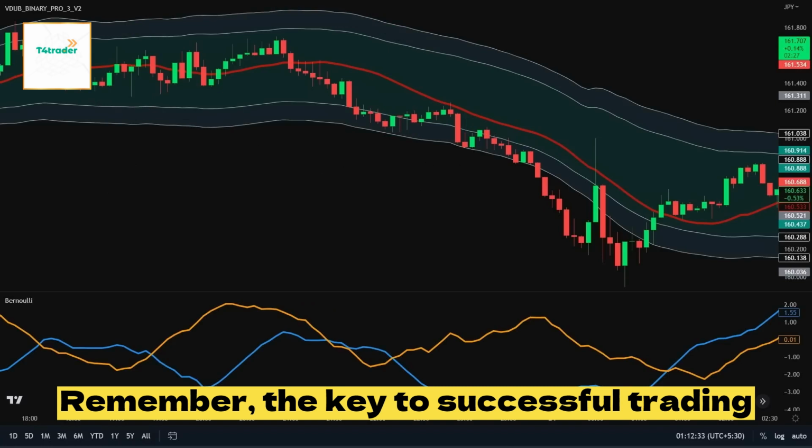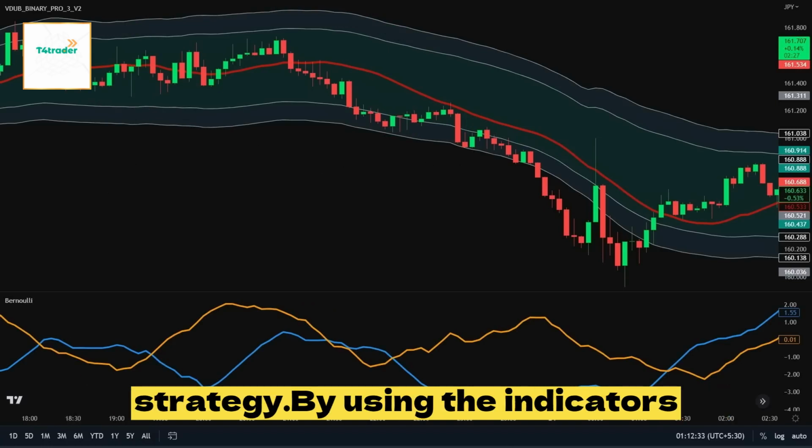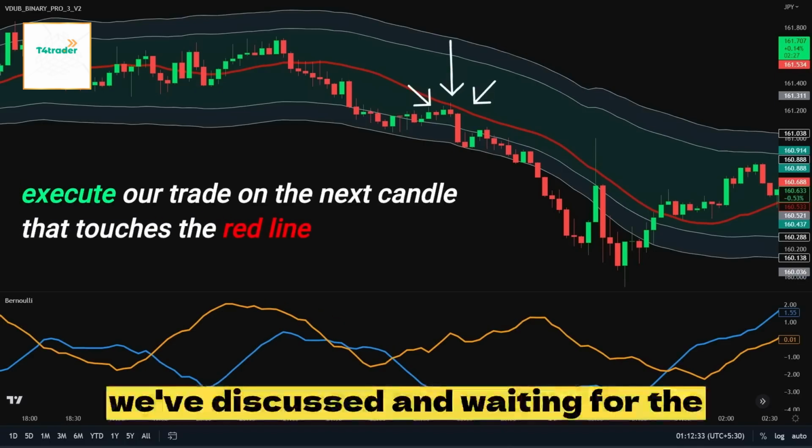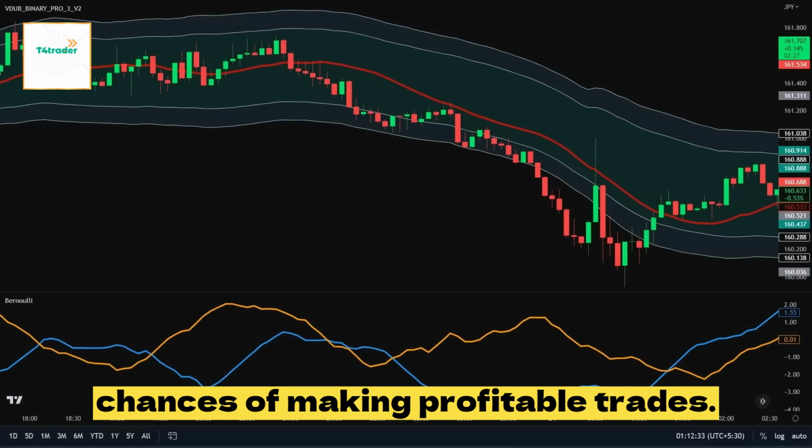Remember, the key to successful trading is to always be diligent and follow your strategy. By using the indicators we've discussed and waiting for the right signals, we can increase our chances of making profitable trades.